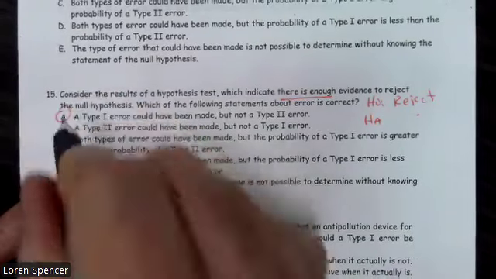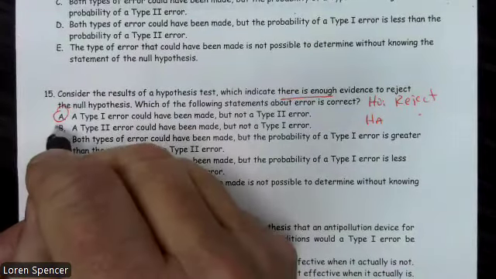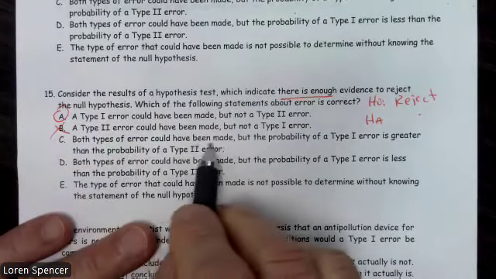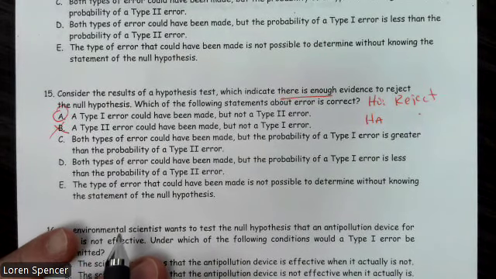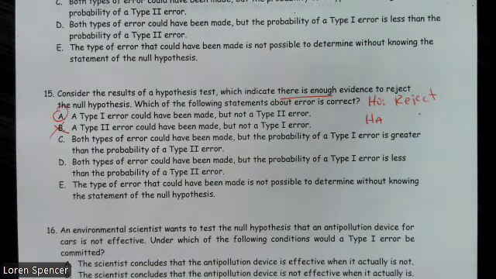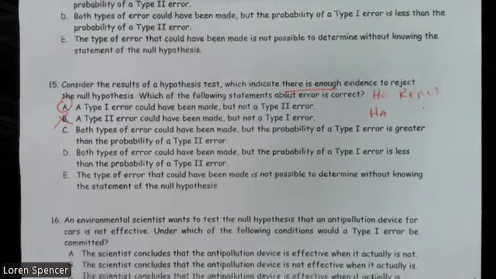And by the way, I probably should have said this on the previous one. We know it's not a type 2. You can never commit both types. If there's enough evidence to reject, the only type you could have made is a type 1. If there's not enough evidence, the only type of error that you could have committed is a type 2.